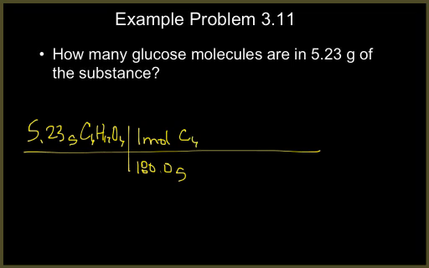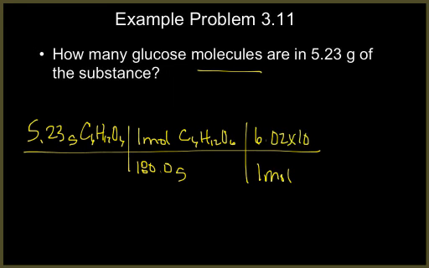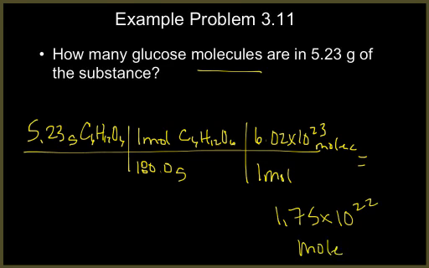So this is still glucose, C6H12O6. And then our last step, since we need to go all the way to molecules, now we're going to use Avogadro's number. So 1 mole of glucose is 6.02 times 10 to the 23rd molecules. If I do that calculation, I end up with 1.75 times 10 to the 22 molecules of glucose. And again, the path that we're following here is we can go from grams to moles using our molar mass, and then we can go from moles to molecules using Avogadro's number.